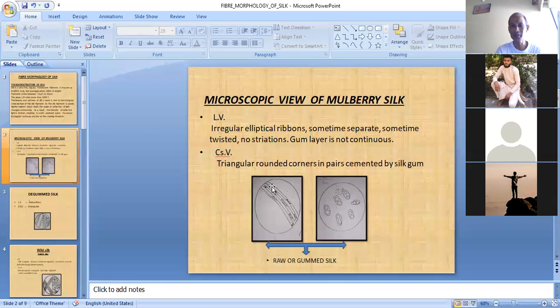So it's triangular with rounded corners. अंदर आप दोनों को देखेंगे. It is almost triangular in shape but having rounded corners. In pairs, cemented by sericin or silk gum. हर एक के अंदर आप देखेंगे. These are in pairs and triangular in cross section but with rounded corners, and cemented or joined by silk gum, that is known as sericin.